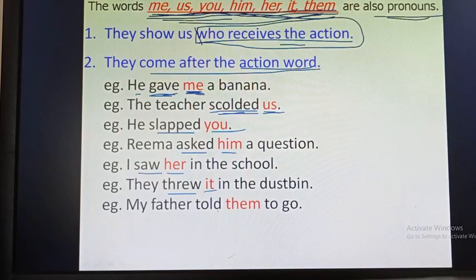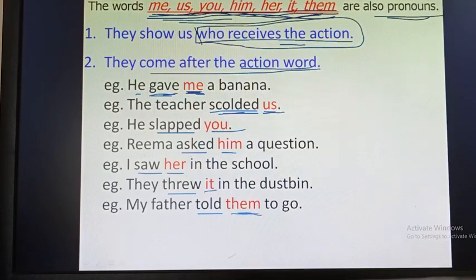Similarly, my father told them to go. Told is the action word or the verb and them is the pronoun. When an action is performed on somebody, then instead of that noun, if we are using a pronoun, then an accusative case pronoun will be used, like me, us, you, him, her, it, them.